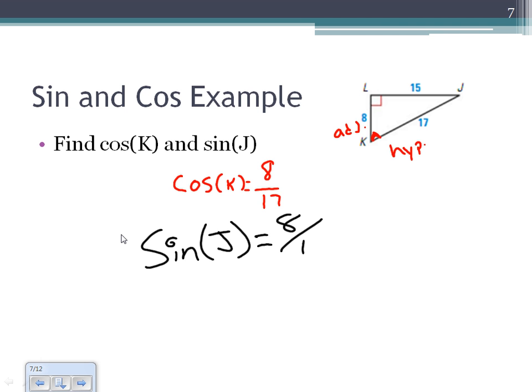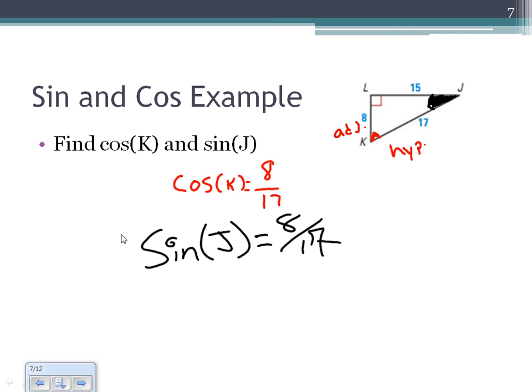All right, ladies and gentlemen, remember to identify your sides. When I'm walking around, I see a lot of people trying to skip that, and those people are much more likely to make mistakes. So please, highlight your angle and then label them: opposite, hypotenuse, adjacent.